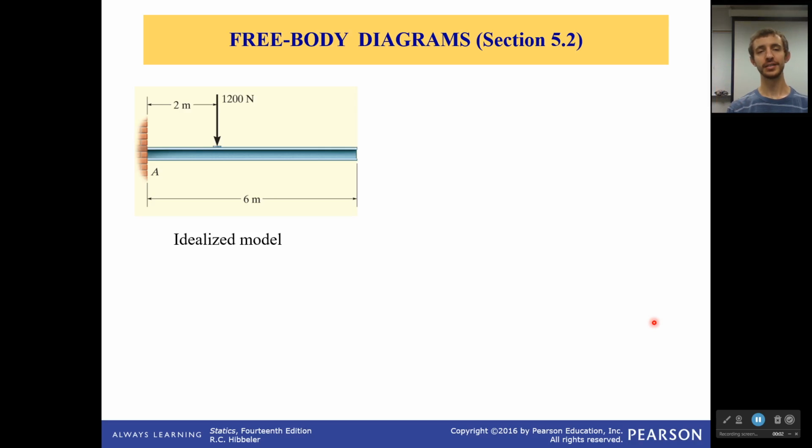Hello everyone, welcome back. So once again, we're going to be talking about rigid body free body diagrams. Goodness, rigid body free body diagram. Body twice. So, rigid body FBD. There we go.